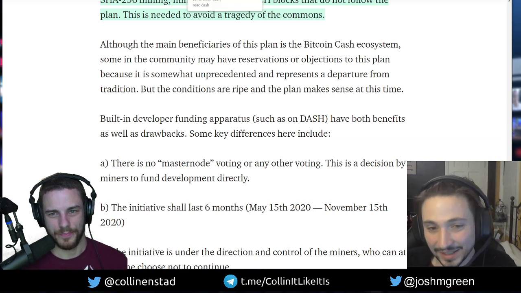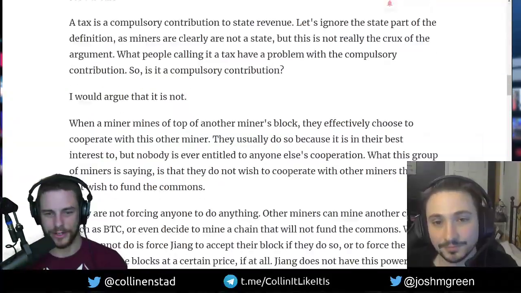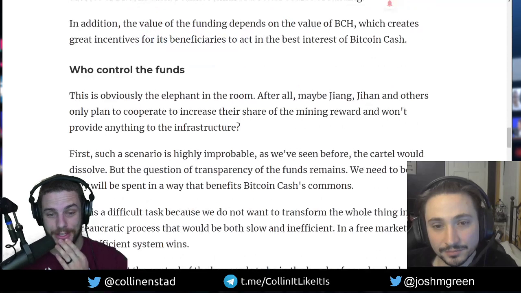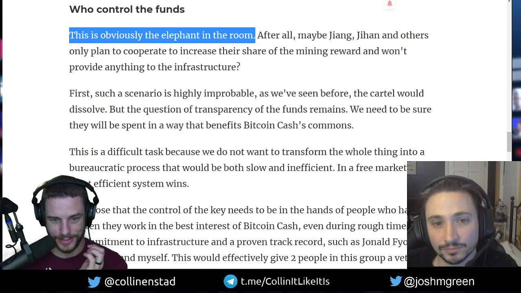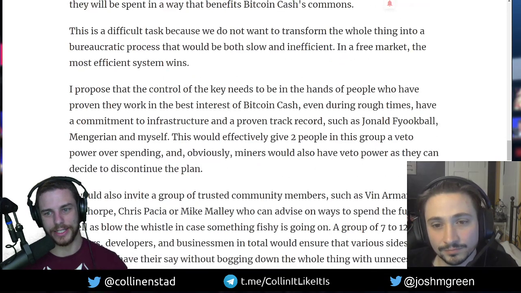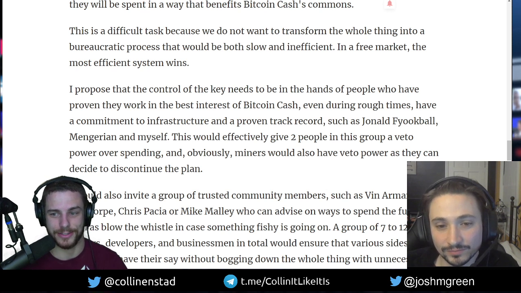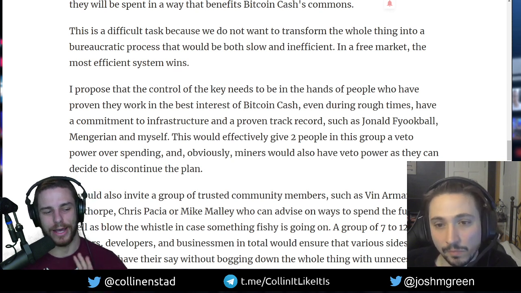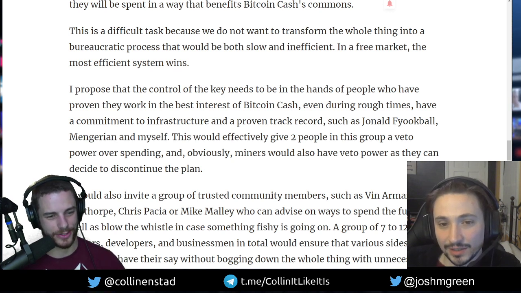So speaking of that, this is Amaury's response that we were looking at earlier. The one thing that was very concerning to many people, and I completely understand, is who controls the funds. So this is obviously the elephant in the room, as he says. But he goes into saying, I propose that the control of the key needs to be in the hands of people who have proven they work in the best interest of Bitcoin Cash, even in the rough times. And he says John Football, Mingerian, and himself. I mean, this kind of breaks the whole miners-choose idea, right? And goes right back into the developers.